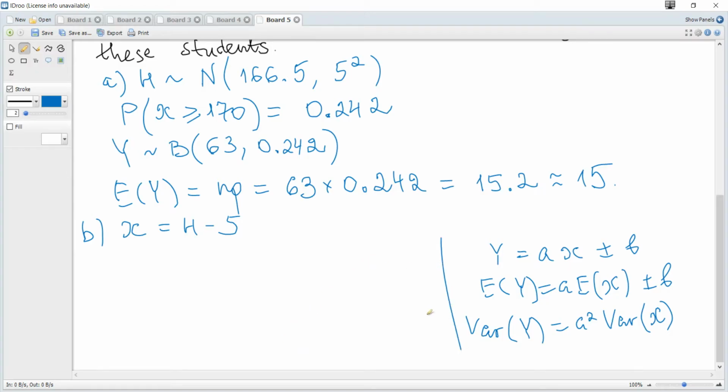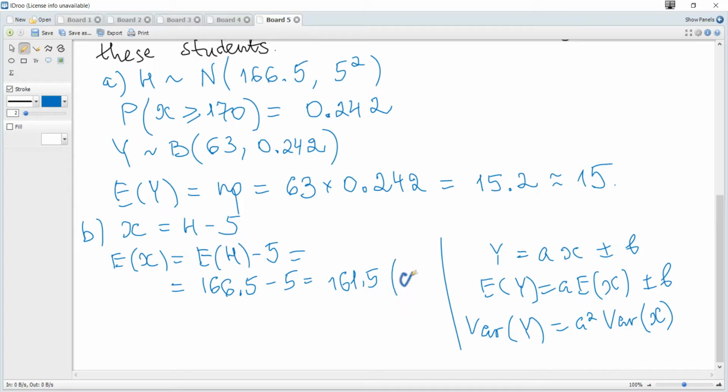So here the expected value of x is just the expected value of h minus 5, which is 166.5 minus 5, 161.5 centimeters, and the new variance of x is just the variance of h, and it's 5 squared or 25.